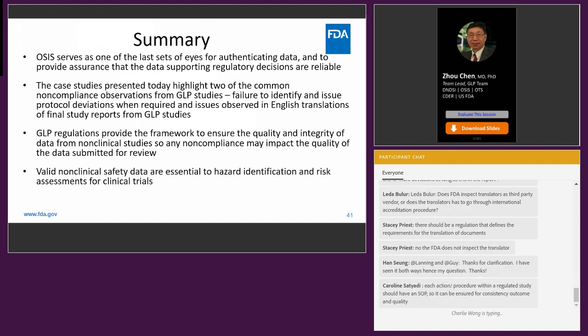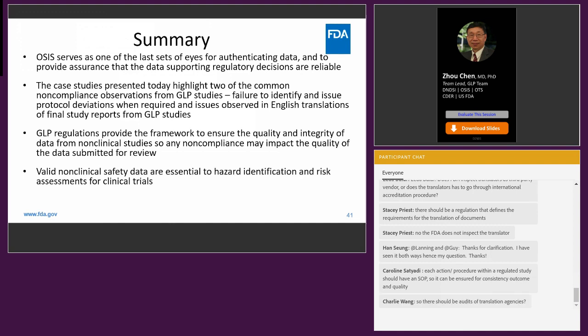GLP regulations provide the framework to ensure the quality and integrity of data from non-clinical studies, so any non-compliance may impact the quality of the data submitted for review. Valid non-clinical safety data are essential to hazard identification and risk assessment for clinical trials.